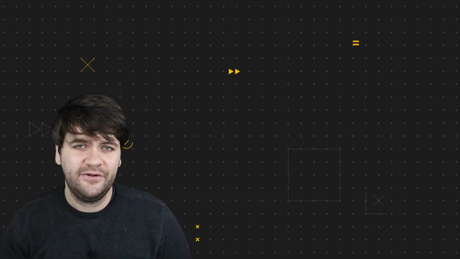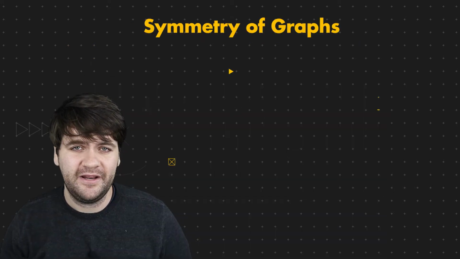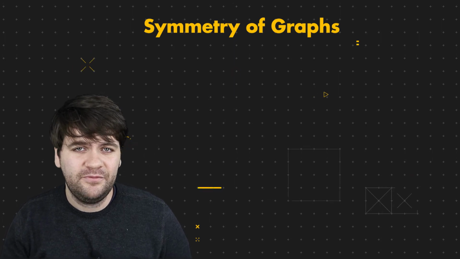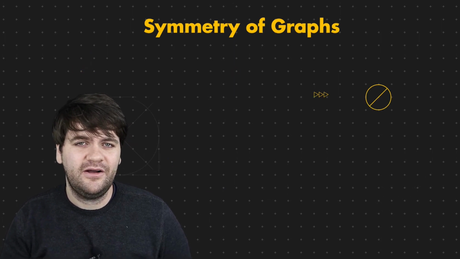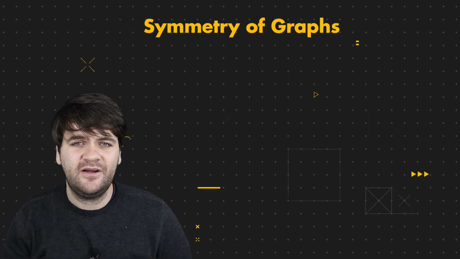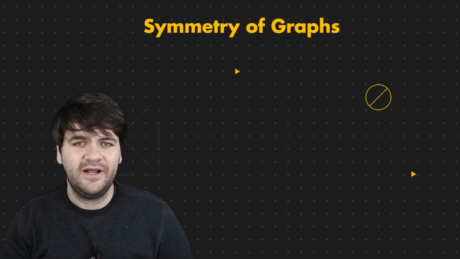The next part we're going to look at is the symmetry of a graph. If we know that the graph has symmetry, this would be very helpful to us because then we only will need half the points to sketch our graph. So we have 3 types of symmetry. Let's quickly look at these 3.